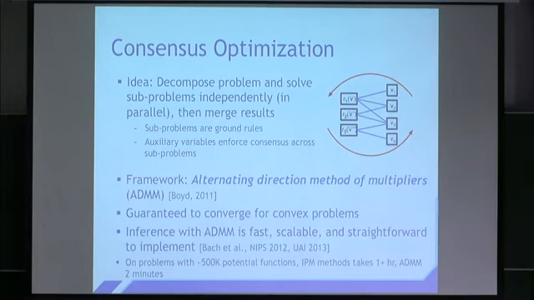So what you can do is you solve each of the local optimizations, you take their solutions, you average them, you pass that information back to the problems, resolve it. This turns out to be guaranteed to converge for convex problems. And the cool thing is, even on a medium-sized problem where you have 500,000 potentials, using the standard optimization technique would take over an hour. Using this, you can solve it in like 2 minutes.